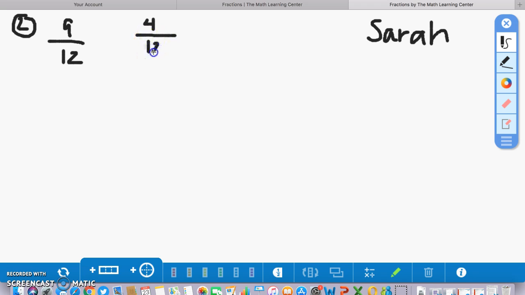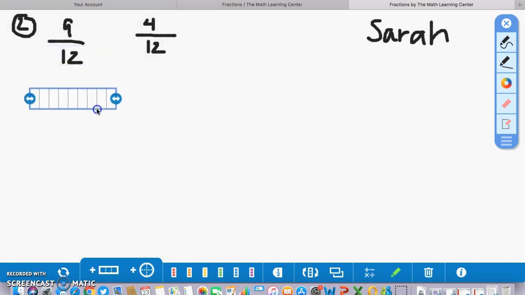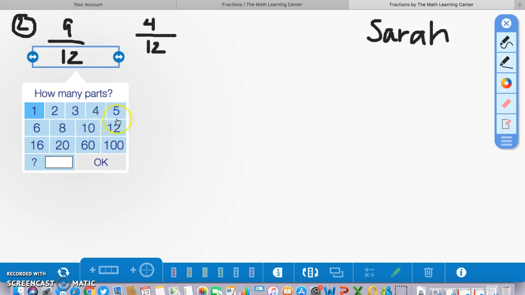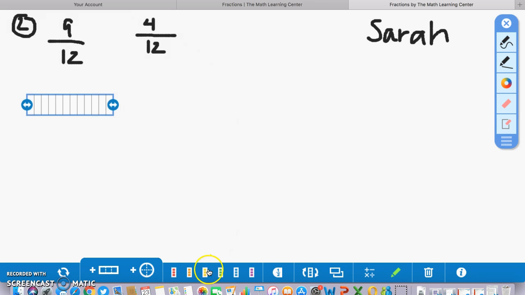And I think this time I'm going to use a different manipulative. I'm going to try out the bar. So there's no 9 fractions, so I have to type in 9. Here are my 9. Oops, I mean my 12. My bad. That's my numerator, 12. Okay. So I'm going to shade those in.